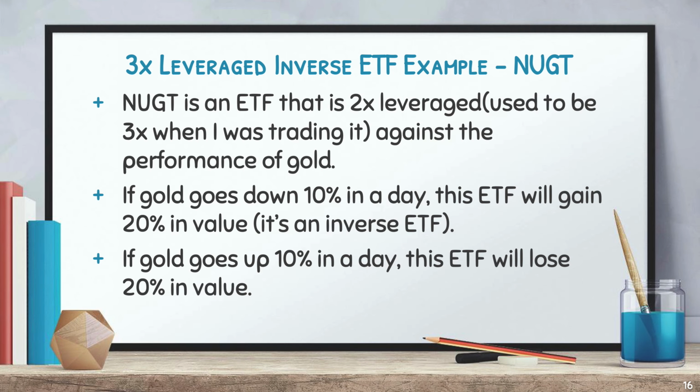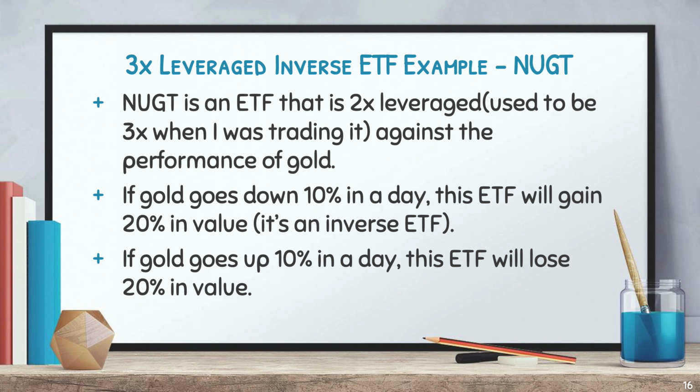Now, there is a little bit of a risk here. There is a 3x leveraged inverse ETF or a 2x leveraged inverse ETF. For instance, Nugget. Nugget actually used to be 3x leveraged. I remember it was 3x when I was trading it. Right now, it looks like they have switched to 2x leverage because of the risks, I suppose, against the performance of gold. And Nugget is actually the ETF that is positive for gold.